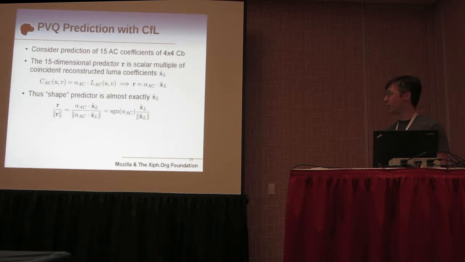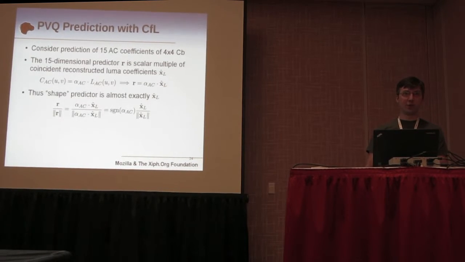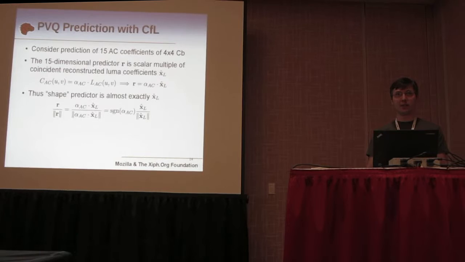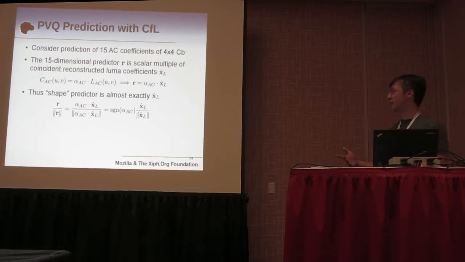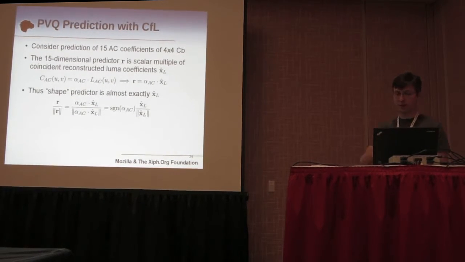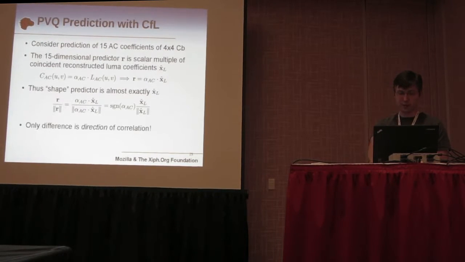And so if we look at what that does to the shape predictor, if we just replace that, you'll see that it's almost exactly the same as the reconstructed Luma coefficients, with the one exception that sometimes that correlation is negative. As we said before, when you're computing that alpha AC, sometimes the relationship between the Luma plane and the Chroma plane has an inverse correlation. And so we would need to convey that relationship here, that sign of the AC linear coefficient. So the only difference is the direction of the correlation.